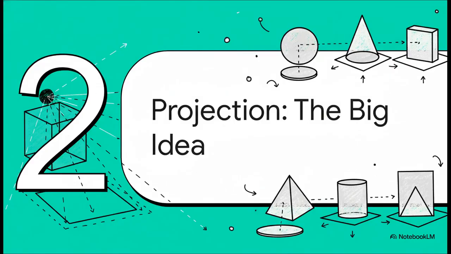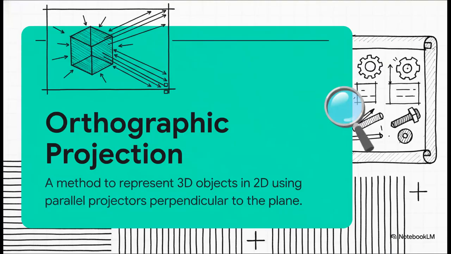So, what's the secret sauce here? What's the magic that makes this work? It all boils down to one big idea: projection. That's the formal name for the method we use to get a 3D object onto a 2D page. Now, the specific flavor engineers use is called orthographic projection. I know, it sounds super technical, but ignore that long definition. All you need to remember are two words: parallel and perpendicular.